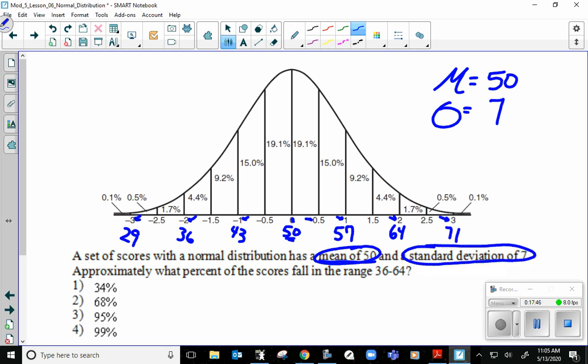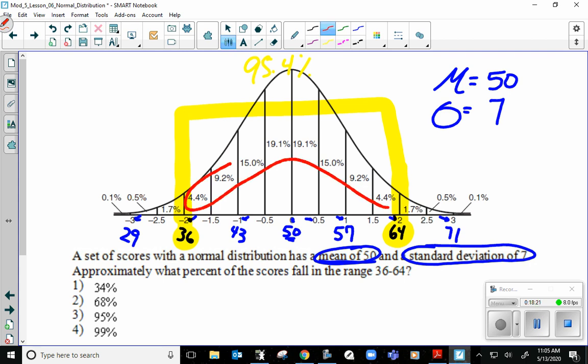Okay, so approximately what percent falls in the range from 36 to 64? 36 is here, and 64 is here. I didn't even need the calculator. That's 2 standard deviations. That's the moneymaker. Here you go, that's 95.4%. If this were the old test, I would have to add all these percentages together in my calculator and get 95.4%. And that is approximately 95%.